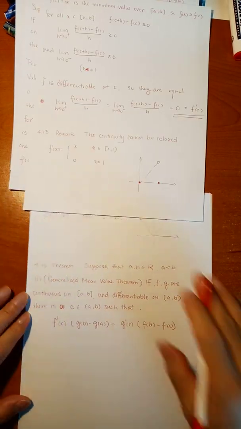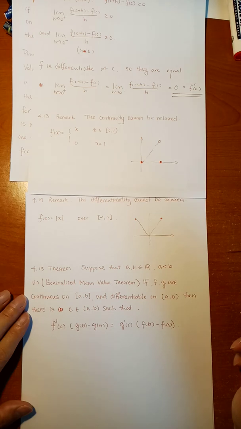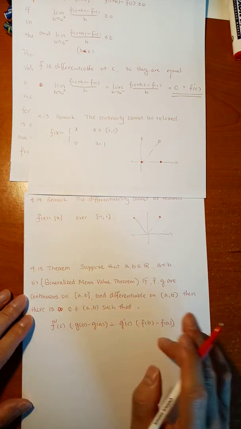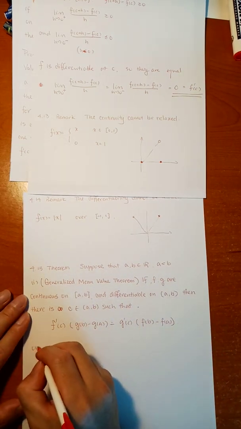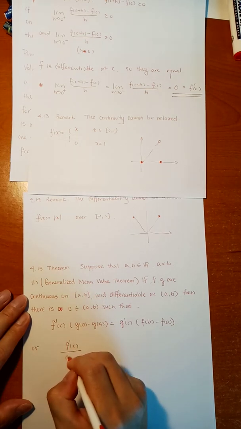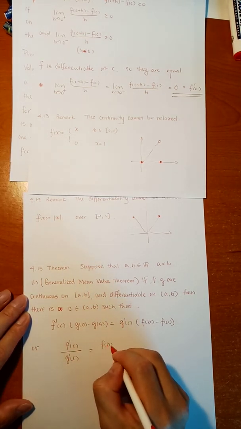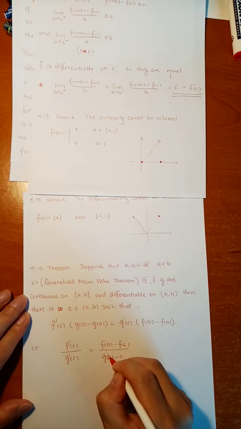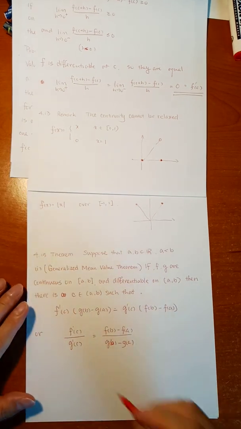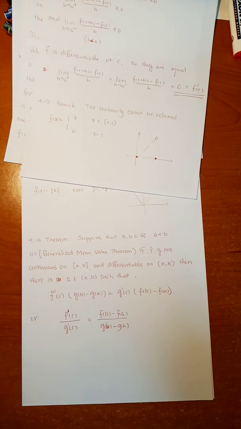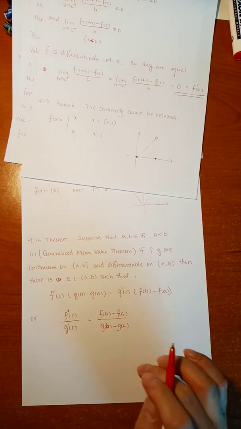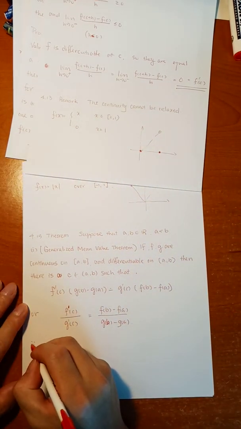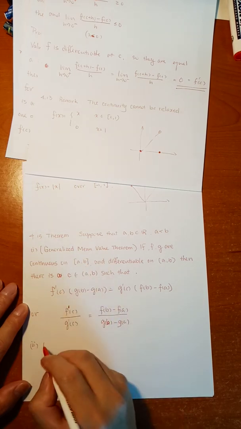Okay? Sometimes we don't write it this way. This way it looks not that symmetric. We write it this way: f prime of c over g prime of c is equal to (f(b) minus f(a)) over (g(b) minus g(a)). Okay, this is symmetric. f prime over g prime is f(b) minus f(a) over g(b) minus g(a). That's why it's called the generalized mean value theorem.